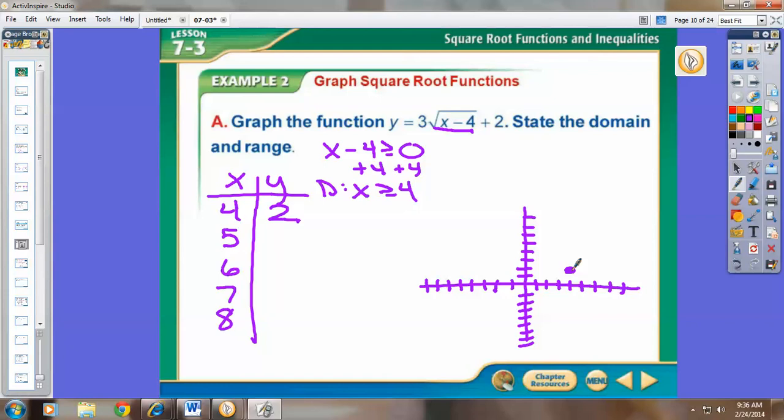Second value I'm going to put in is what? 5. So let's do that. Put 5 in for x. 5 minus 4 is 1. The square root of 1 is 1. 1 times 3? 3. And 3 plus 2? 5. So the second number I got out is 5. So we have 5, 5.